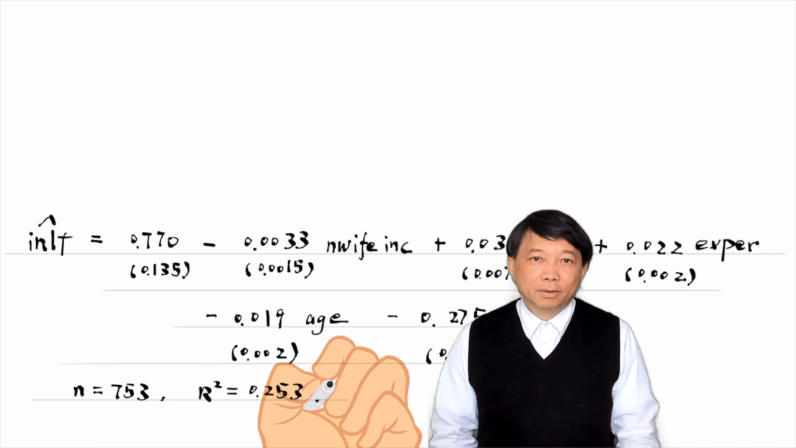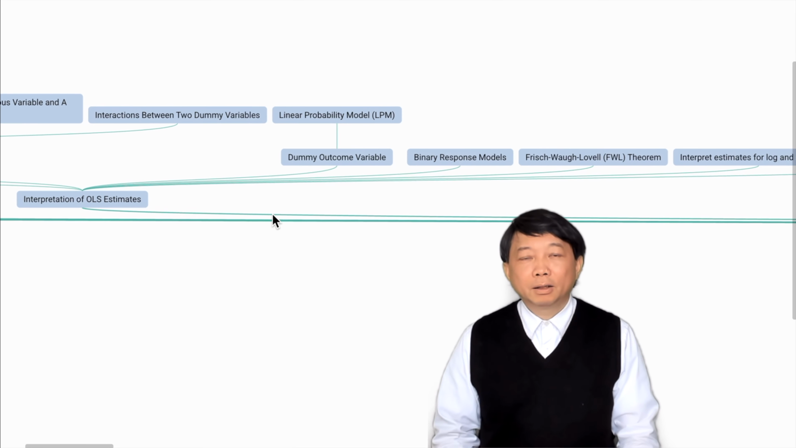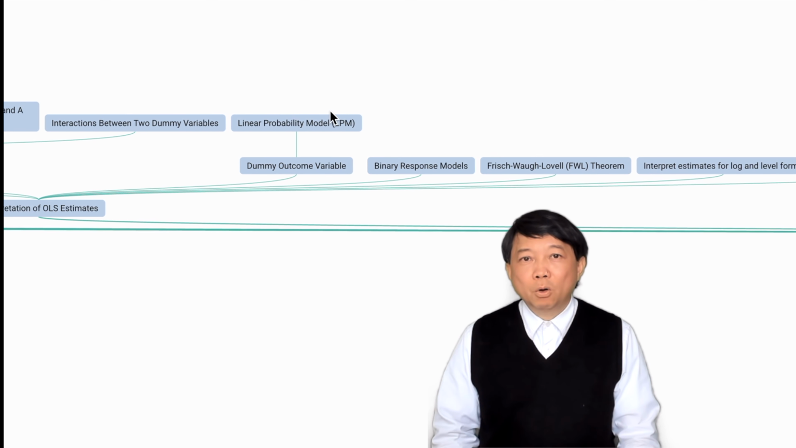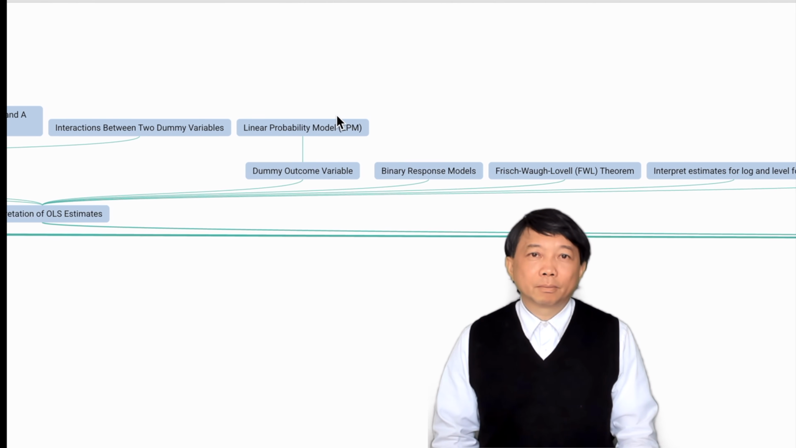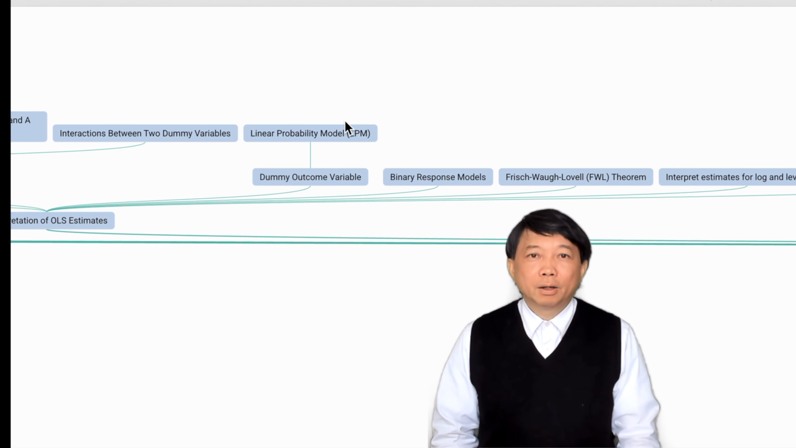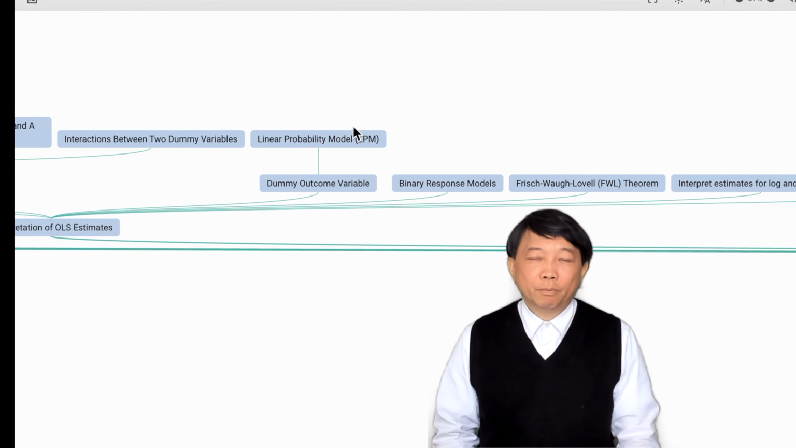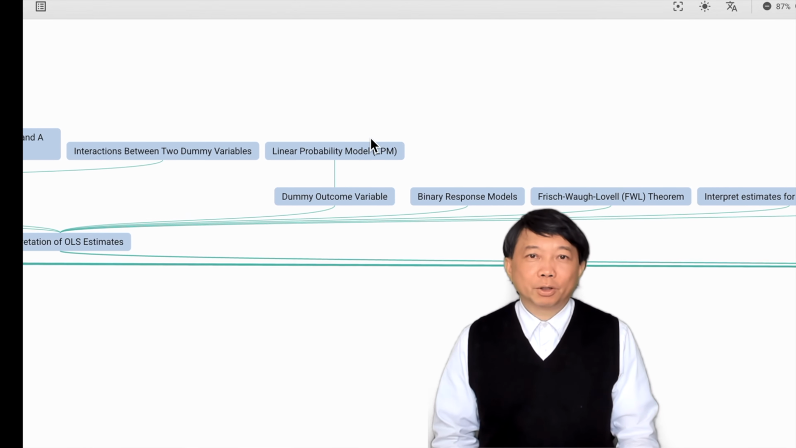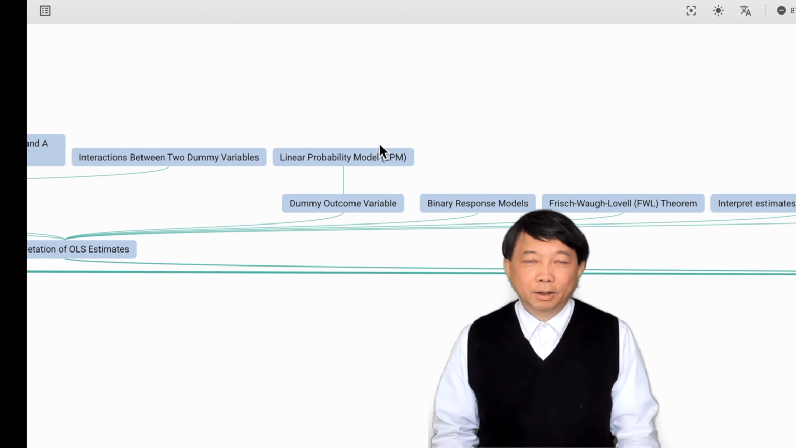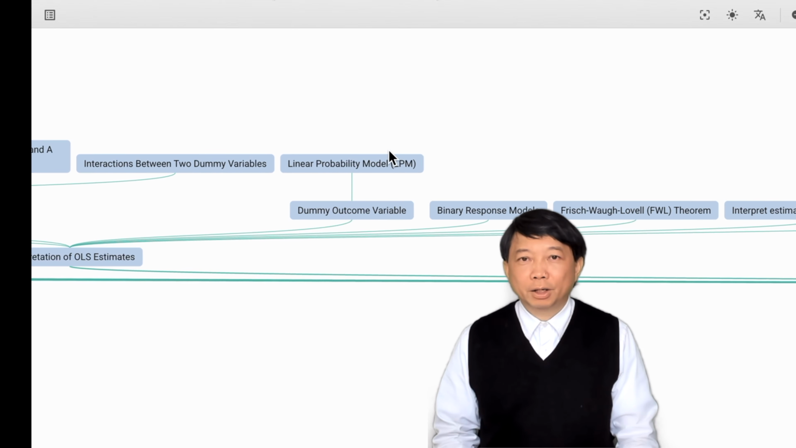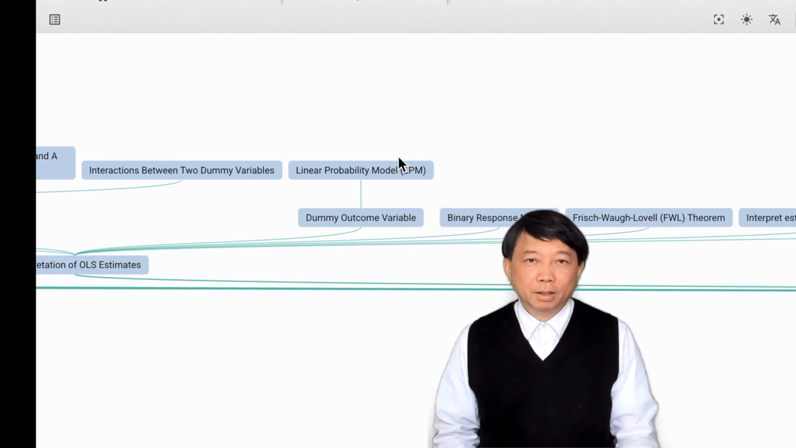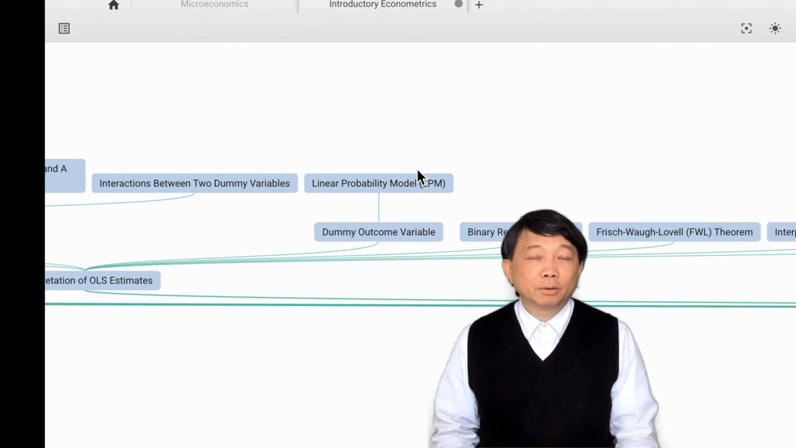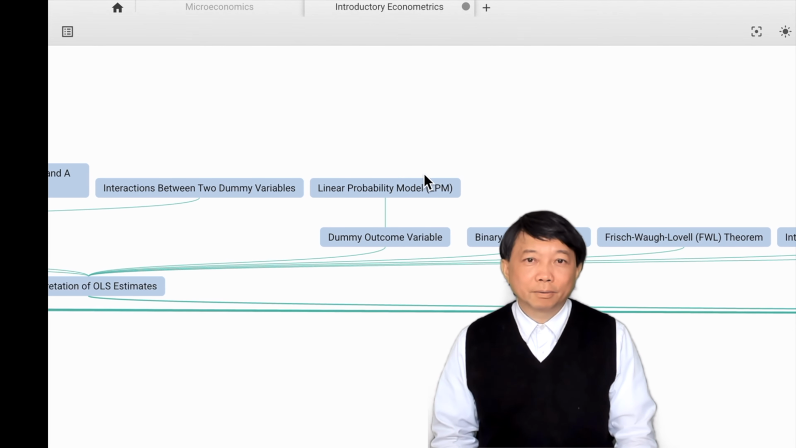Today, we discussed the dummy outcome variable and the linear probability model. The dummy outcome variable represents whether a qualitative event occurs. When we use a dummy variable as the outcome variable in a linear regression model, it is called a linear probability model. The coefficients in the linear probability model measure the change in the probability of the outcome event occurring when the explanatory variable increases by 1 unit, holding other factors constant.